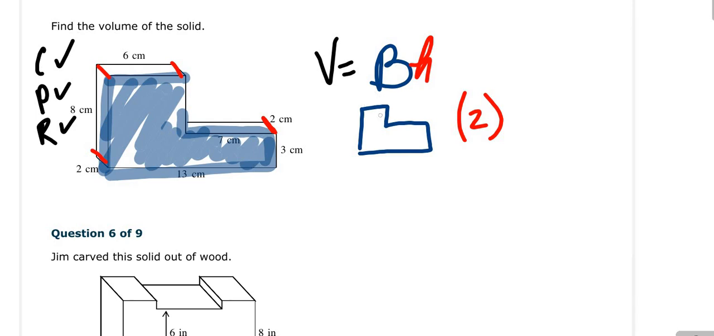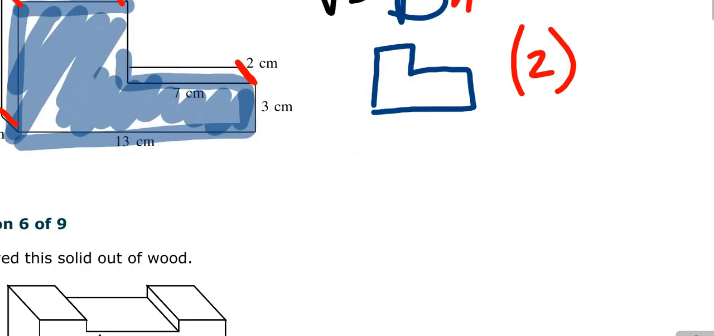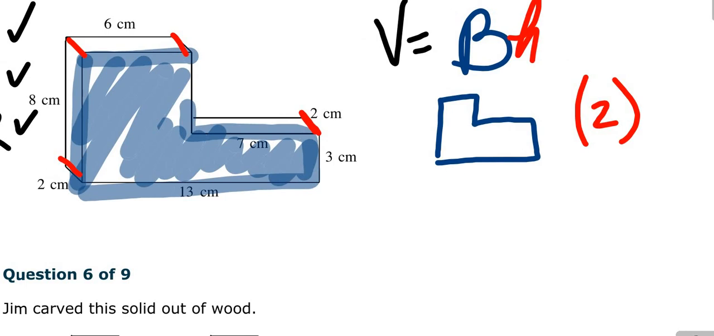So we're going to find the area of this shape by splitting it up. And split it up vertically. So this edge right here is 6, and that is 8.